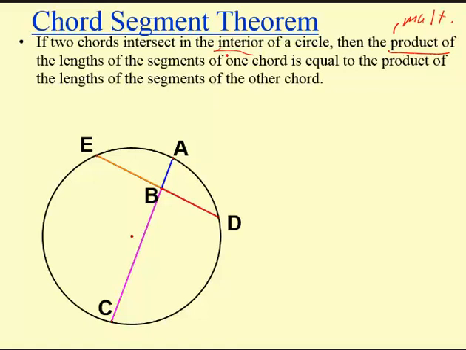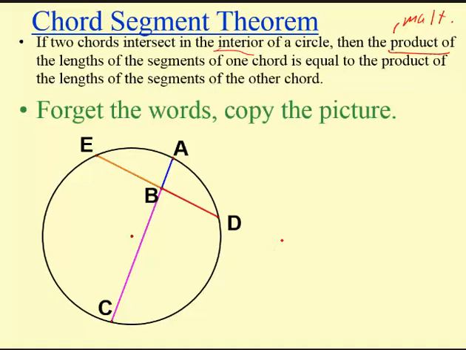The product of the lengths of the segments of one chord, I kind of color-coded them here so you can see, so this yellowish gold segment times the red segment is going to equal the product of the lengths of the segments of the other chord, so blue times purple. Okay, a lot of words. Again, don't worry about the words, just try to draw a picture and you'll see it a lot more clearly.